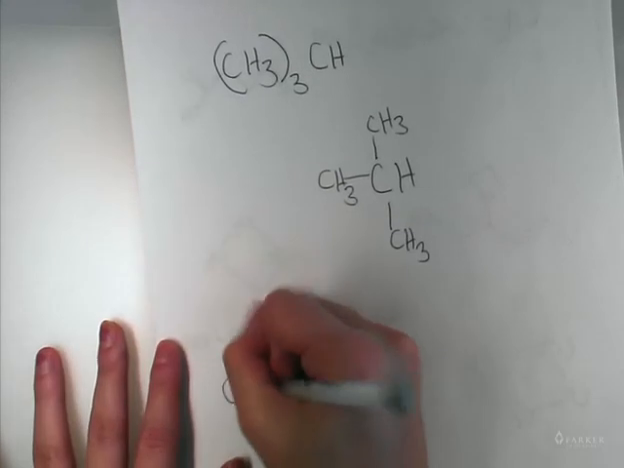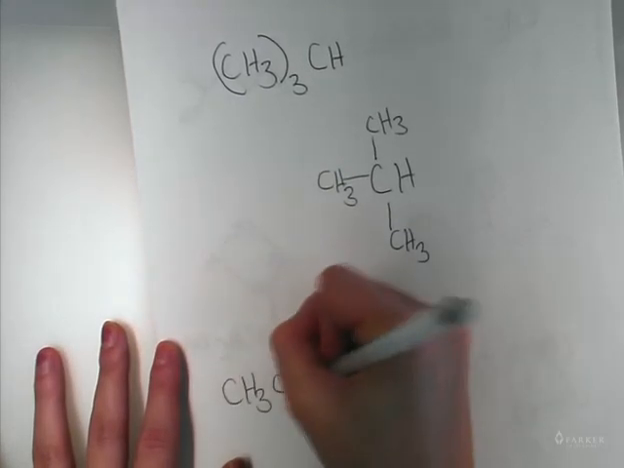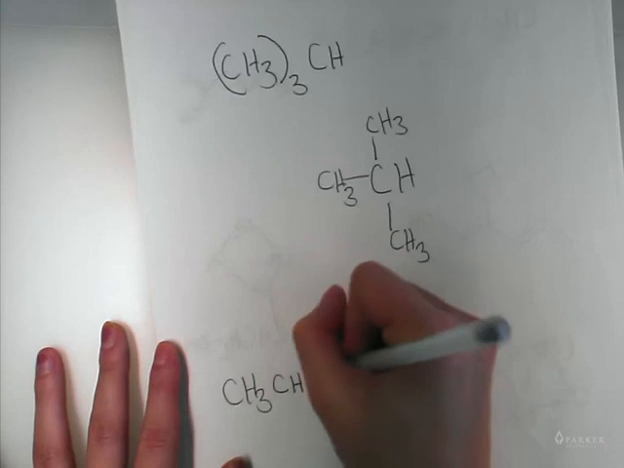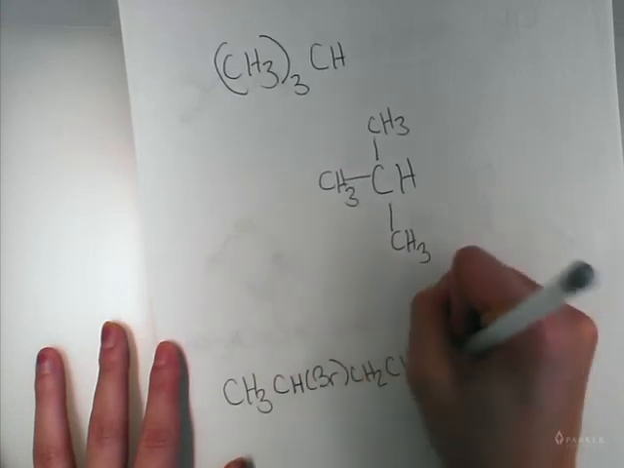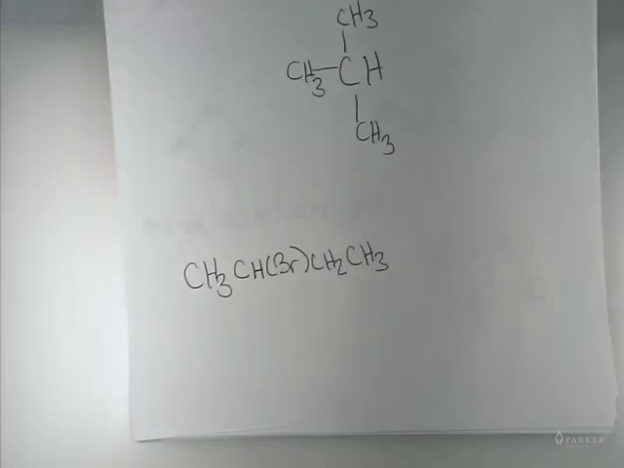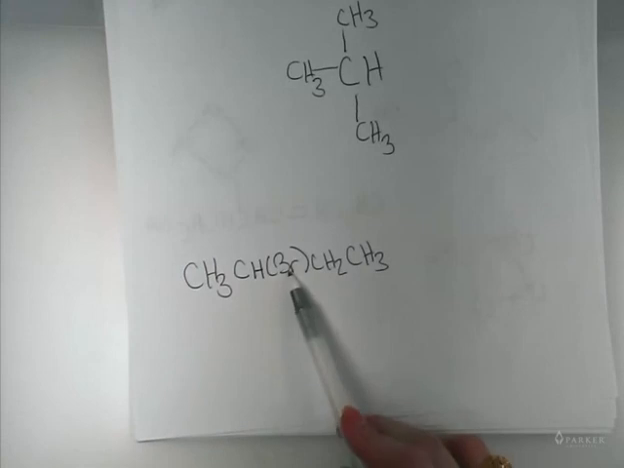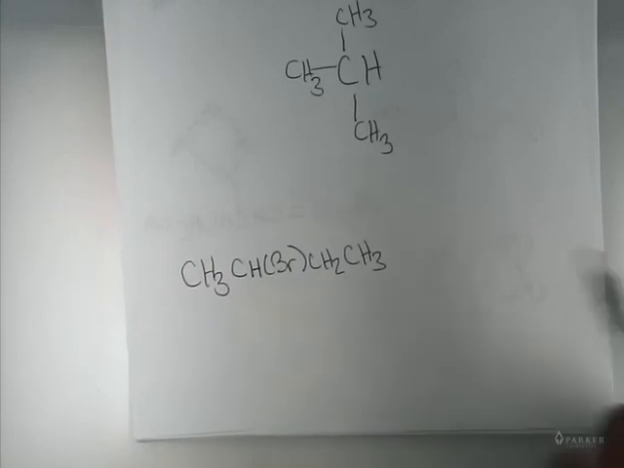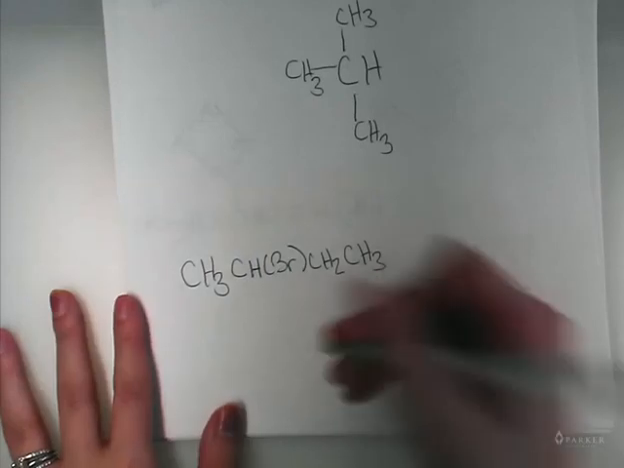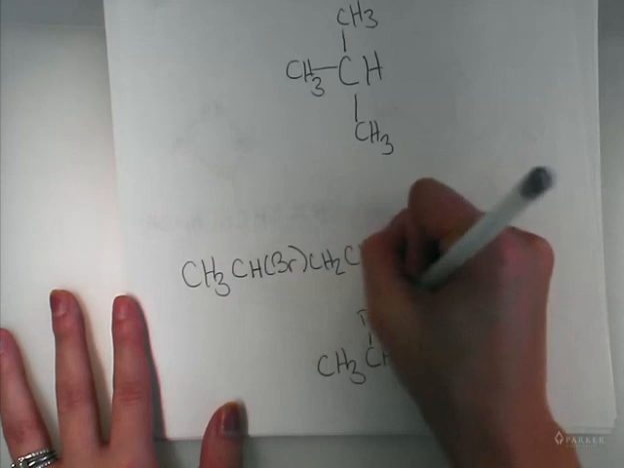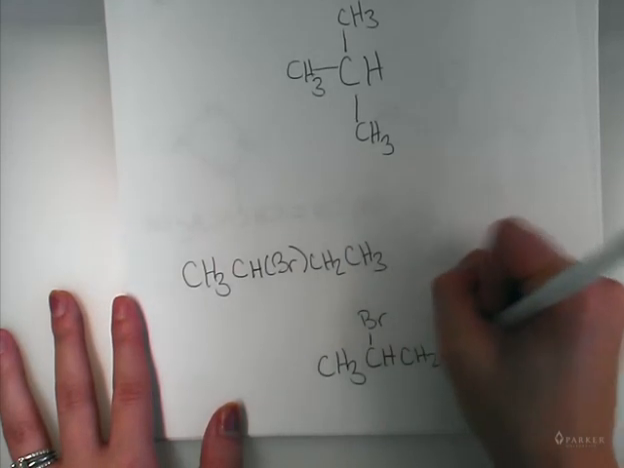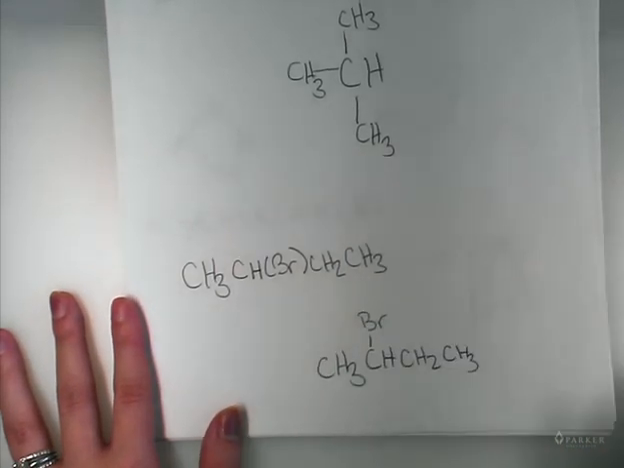Or you could have something like this. So do you see the parentheses right here? Where is that bromine connected to? CH is always the one with the least amount of hydrogens. So you would have like CH3, CH, bromine, CH2, CH3.